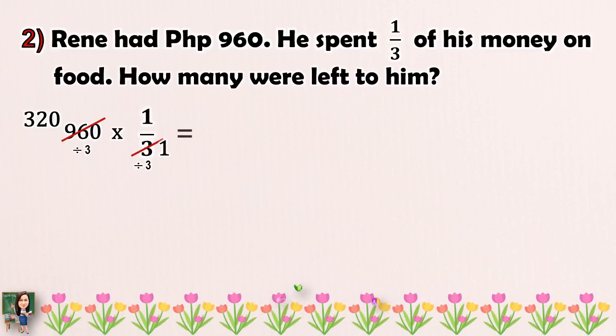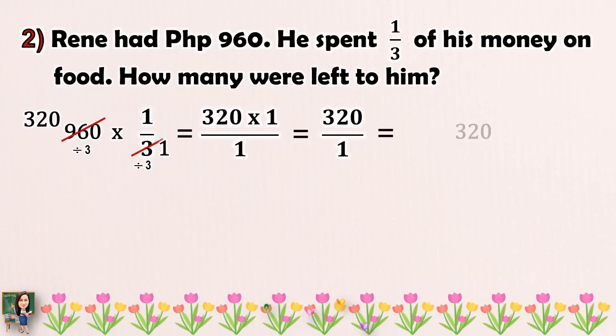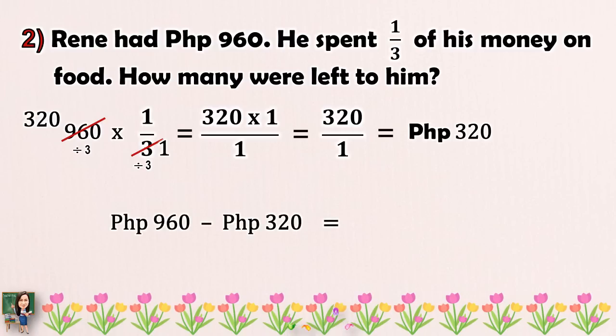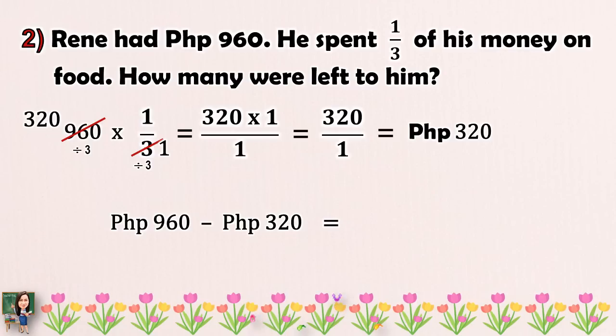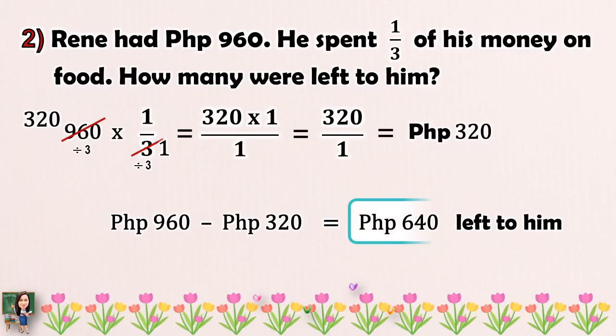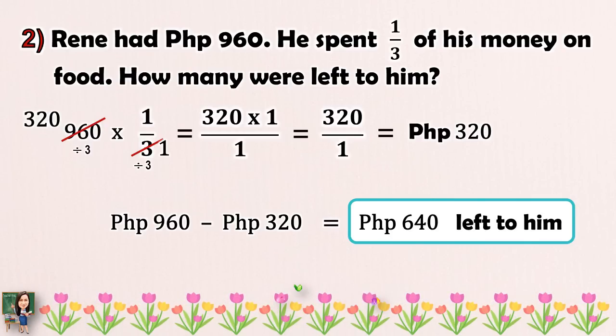Now multiply. 320 times 1 equals 320 over 1. So Rene spent 320 pesos. Now, how many were left to him? Subtract 960 pesos minus 320 pesos equals 640 pesos. Therefore, 640 pesos left to him.